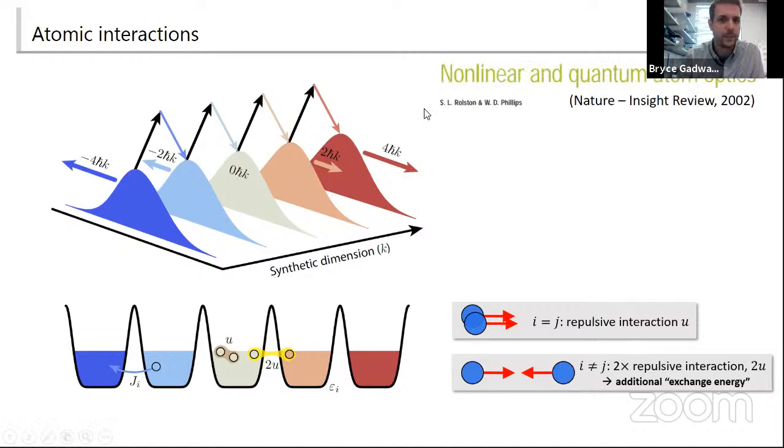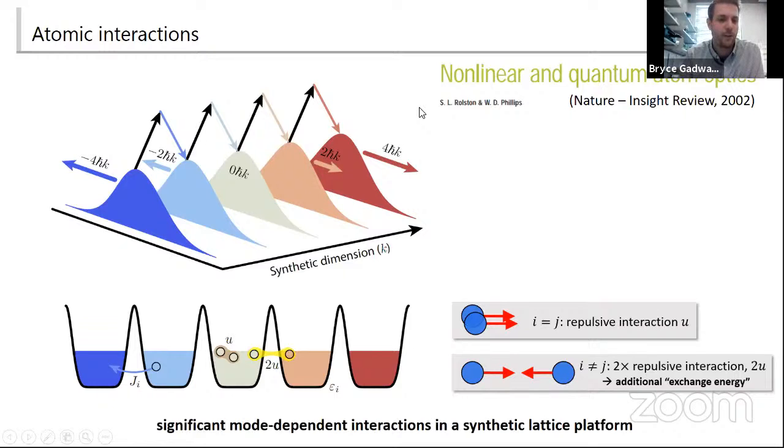And so this is not new physics. This is all known for many decades now. However, it can be reinterpreted and give rise to perhaps some new physics when you think about what it does in these synthetic lattices.